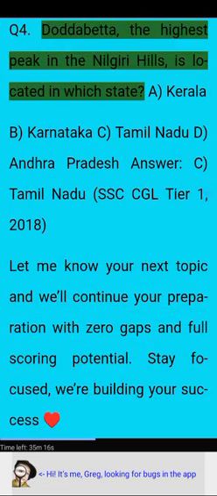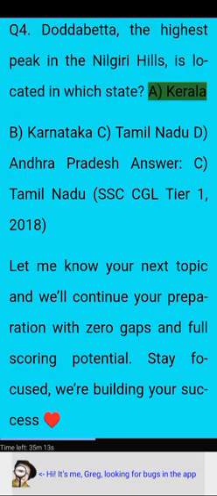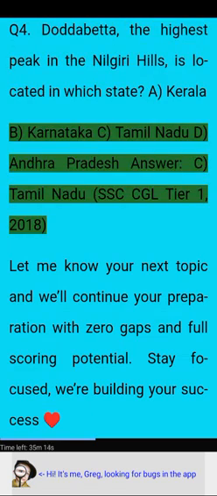Q4. Doddabetta, the highest peak in the Nilgiri Hills, is located in which state? A. Kerala. B. Karnataka. C. Tamil Nadu. D. Andhra Pradesh. Answer: C. Tamil Nadu. SSC CGL Tier 1, 2018.